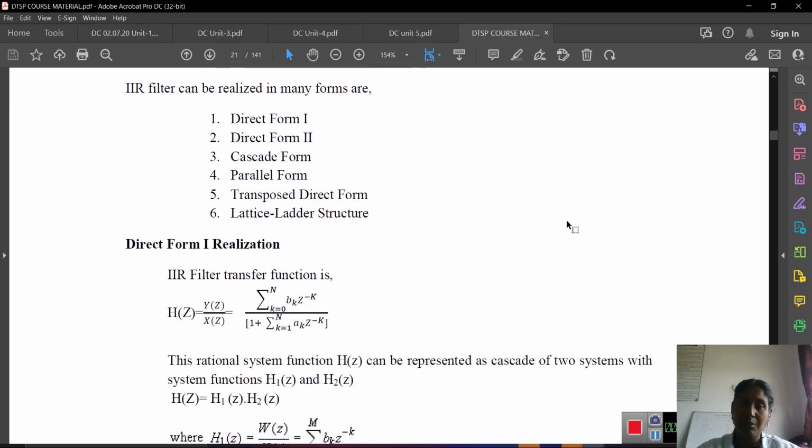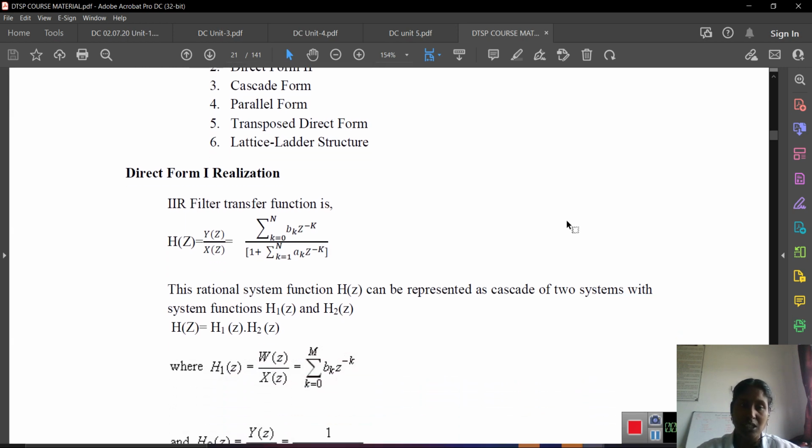Then IIR filters can be realized in many forms, that is direct form 1 and 2, cascade form, parallel form, transposed direct form, lattice and ladder structures, like that.